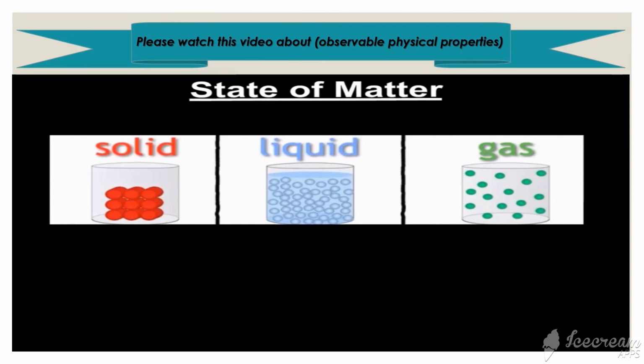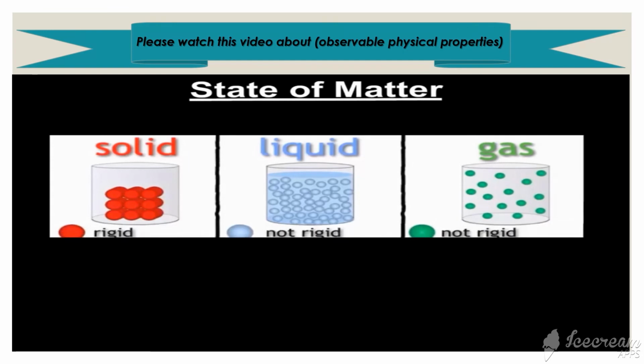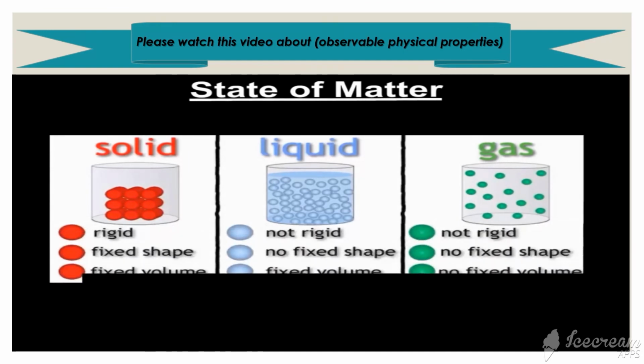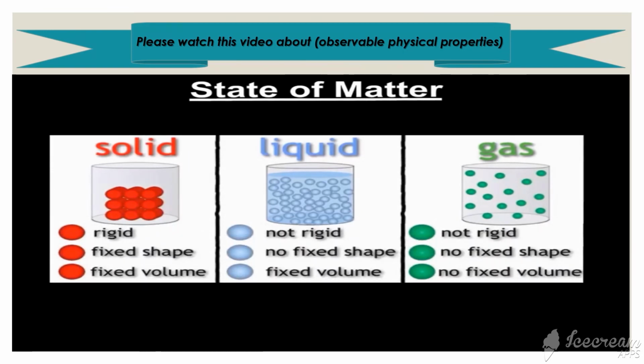State of matter is our last observable property of matter. So we have solids, we have liquids, and we have gases. And look at how the particles are for the different states of matter. Solids, they're nice, perfectly aligned. Liquids, you know, they're taking up their own space, but they're not perfectly in lines, and gases are kind of all over the place.